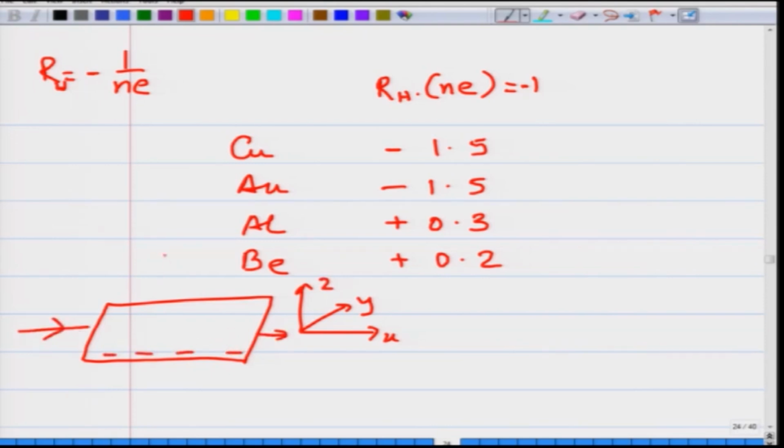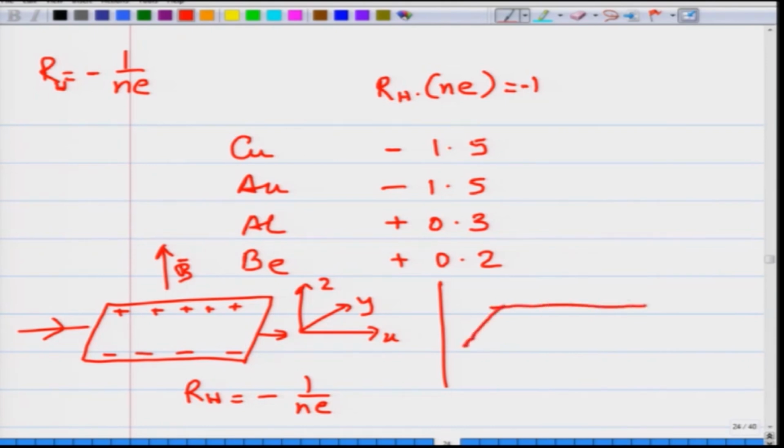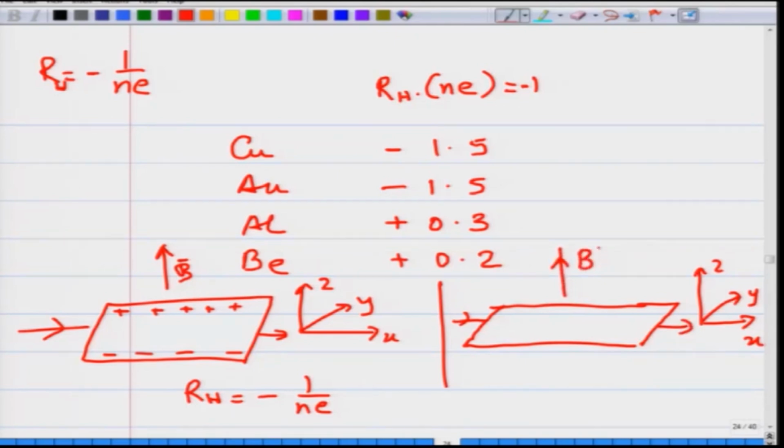Electrons are deflecting in this magnetic field B, and in this case, RH is minus 1 by Ne. But for the moment, just for the sake of argument, if instead of negative charge carriers, which are electrons, you consider positive charge carriers, what would happen? If you consider positive charge carriers with exactly the same choice of axis x, y and z, current is in this direction, magnetic field is in this direction.